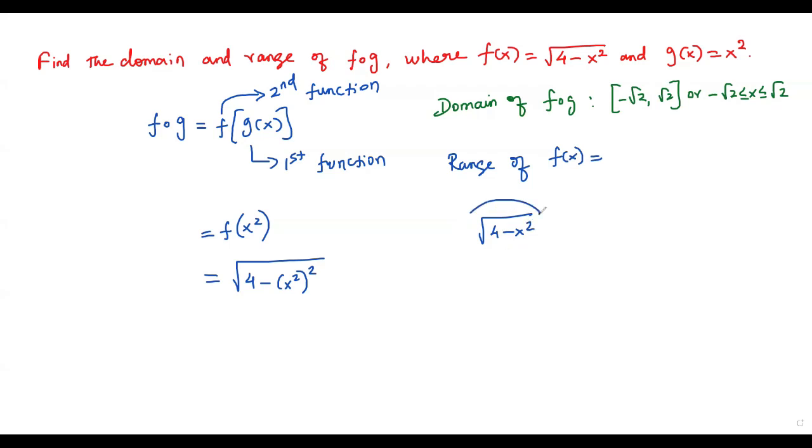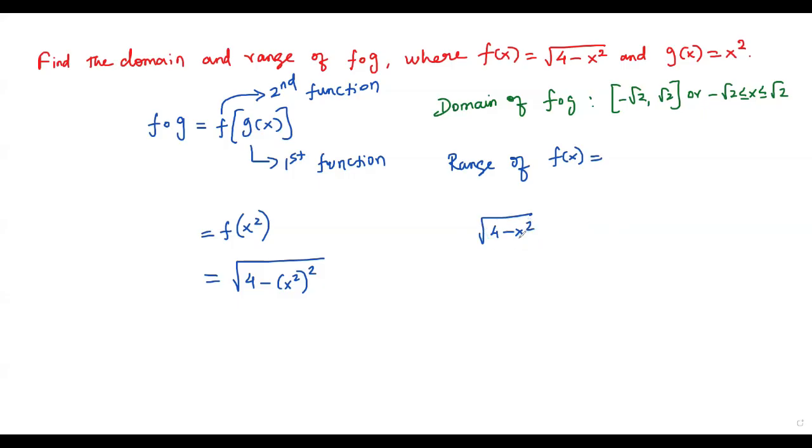I said either it can be positive or it has to be 0. So 0 is the minimum value because it's always positive. So now I got the minimum value of the range, that is 0. So how do we get the maximum value? To get the maximum value, consider the stuff we have inside, 4 minus x square.